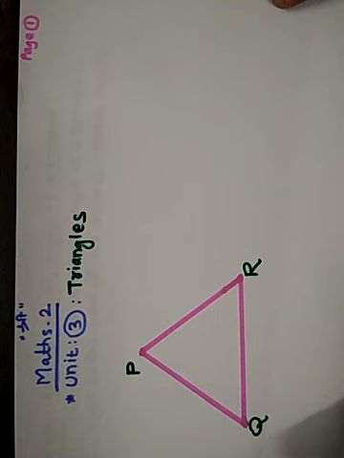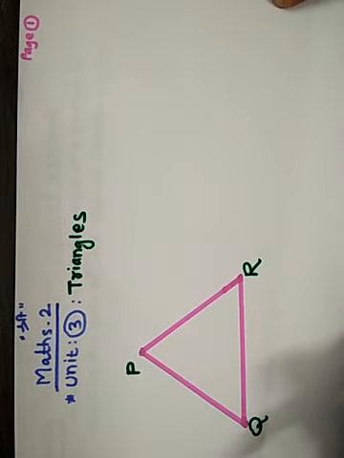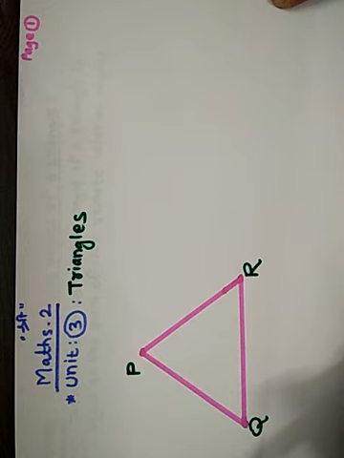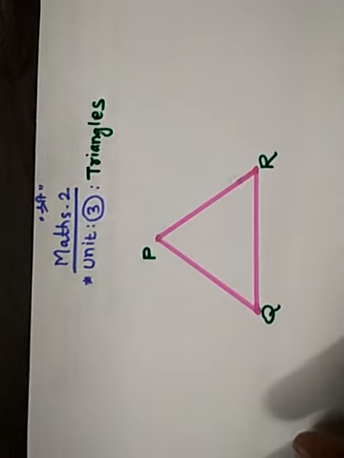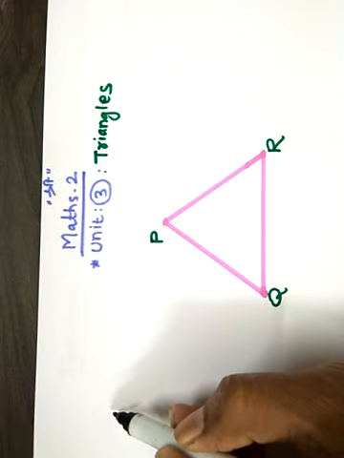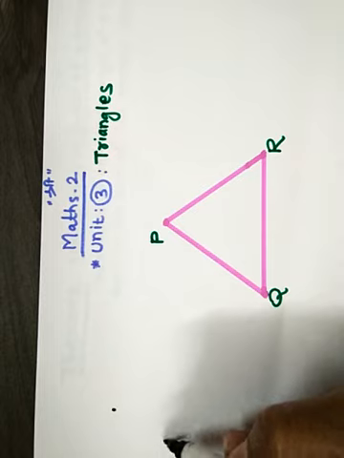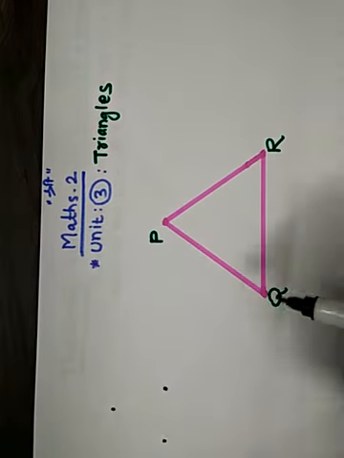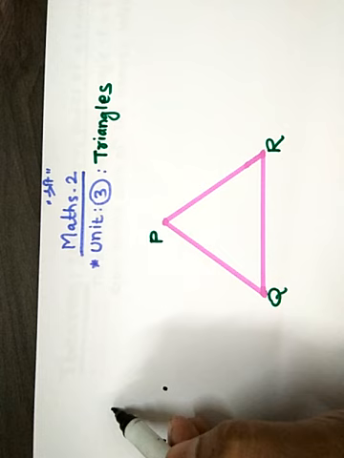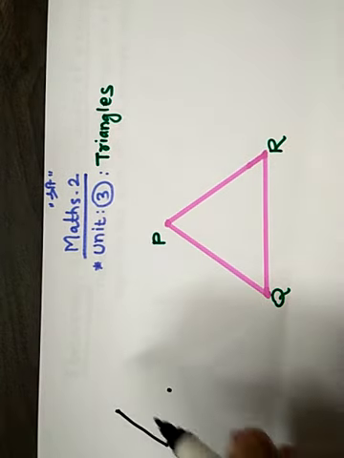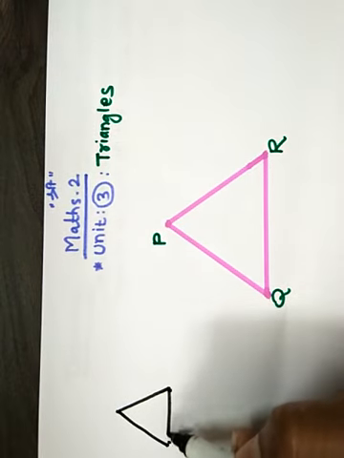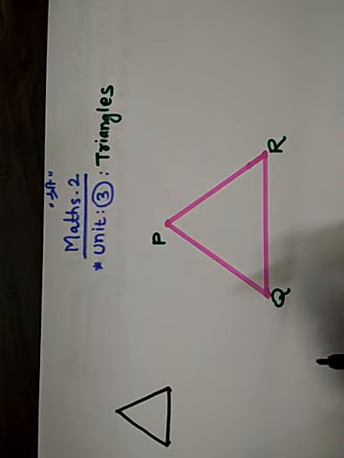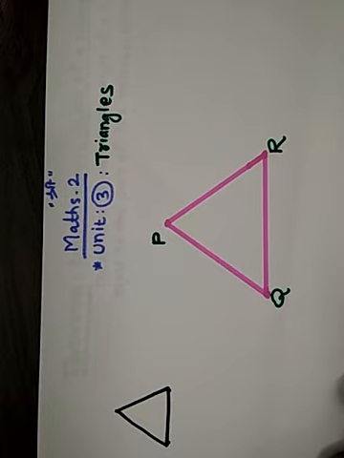First, we have to explain some basic concepts which we studied in the previous standard. Let's see first. If we plot three non-collinear points and join these non-collinear points by segments, then the figure so formed is called a triangle.